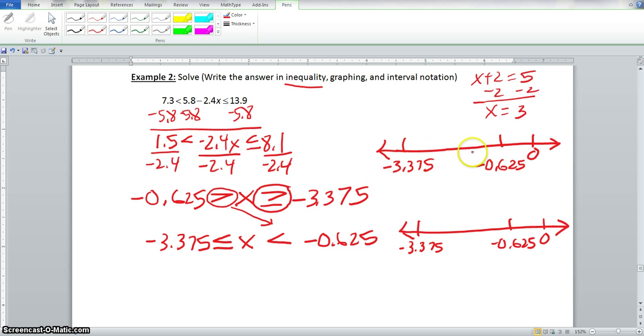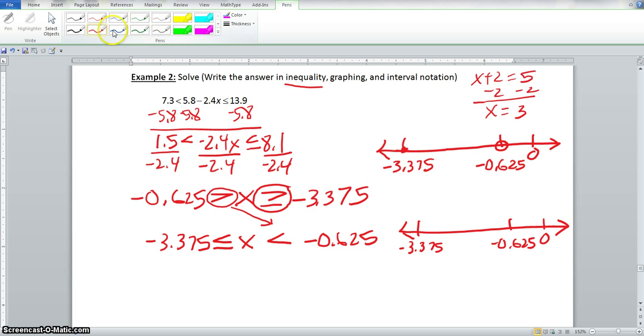Okay, now, in this graph, we're going to use the open and closed circles. With the negative 3.375, because this is less than or equal to, we know that this would be a closed circle. Next, this other number here, negative 0.625, we know this is a regular inequality, so this would be an open circle. It is not included.